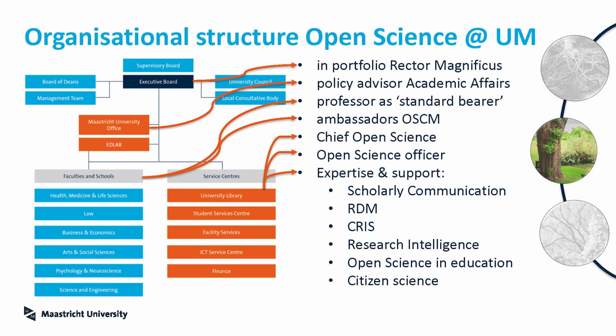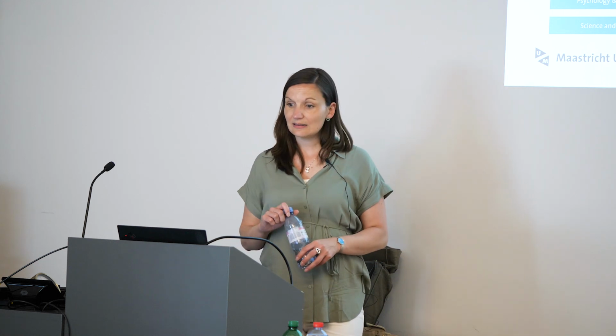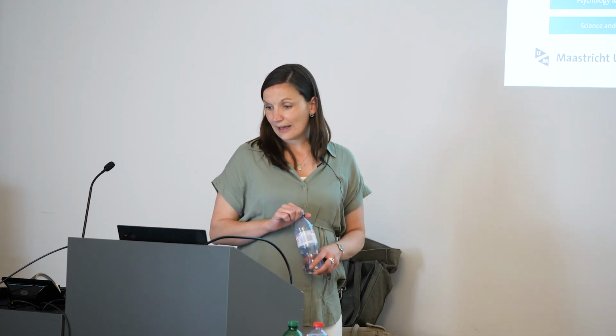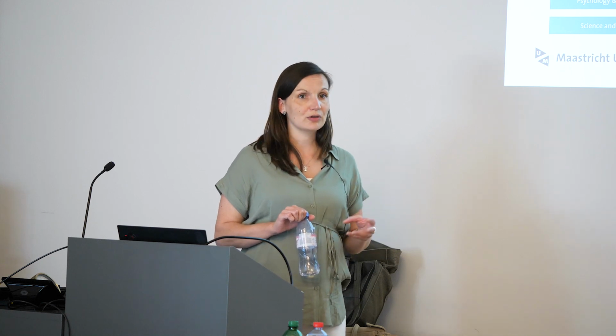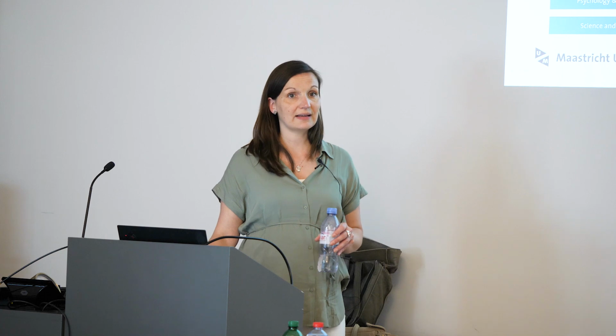Then looking at the stem of the tree, it is very important to have open science represented at all levels in our university. So don't worry, I'm not going to explain our whole organogram to you. I just want to show you how we have it represented at all these levels. So first of all, the executive level, by making it explicit that it's part of the portfolio of our Rector Magnificus. Then the level of our Maastricht University office, where there's a policy advisor at academic affairs that has this also in his portfolio. And the UM Open Science policy also came about in close collaboration between the library and academic affairs.